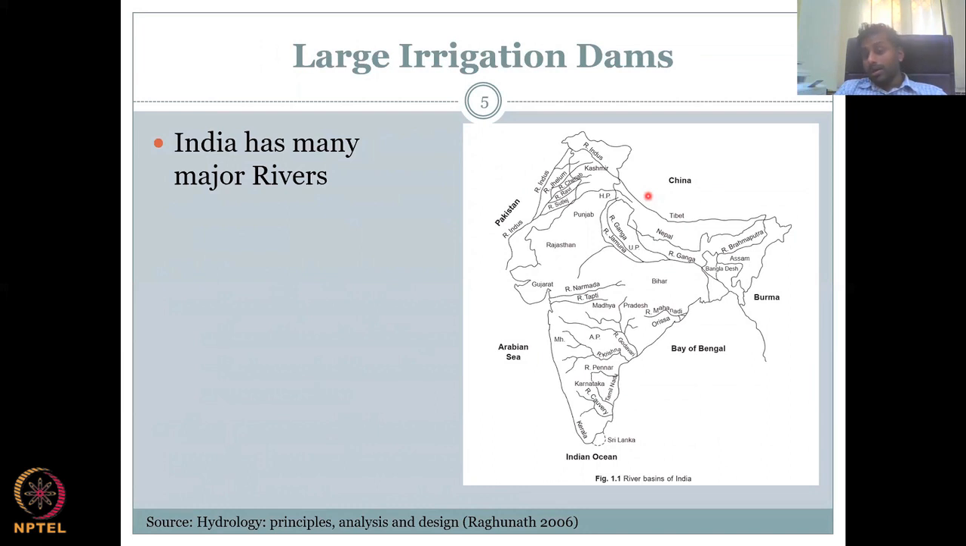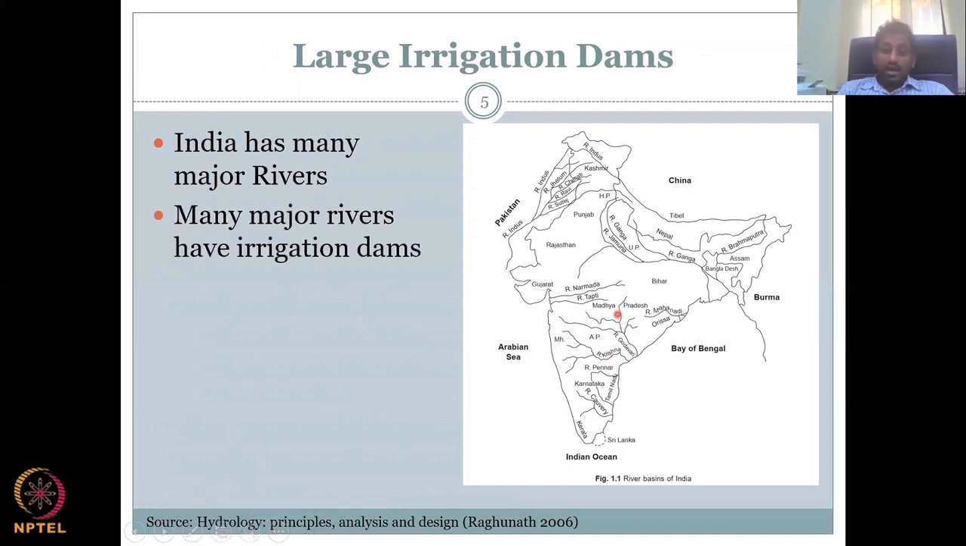India has many major rivers. You could see here the Ganges, the Brahmaputra, in this part of it comes here. But mostly Narmada, Tapti, and you have Krishna, Kaveri, Pennar, all these major rivers. Many major rivers have irrigation dams. Almost by default, all these big irrigation schemes are being supported by these major rivers, Kaveri, for example.